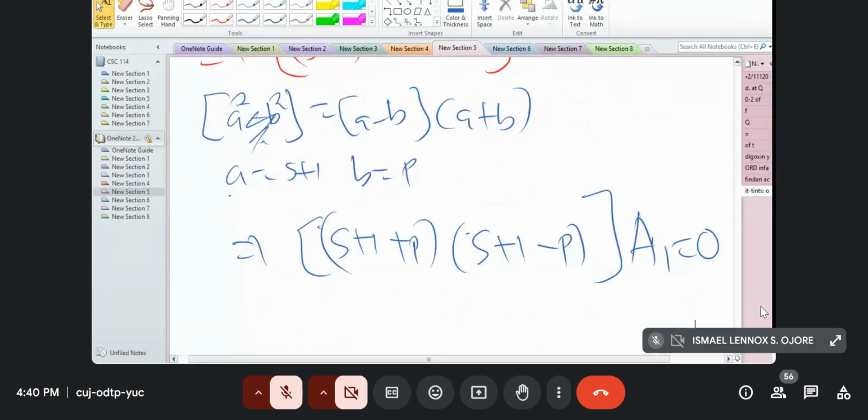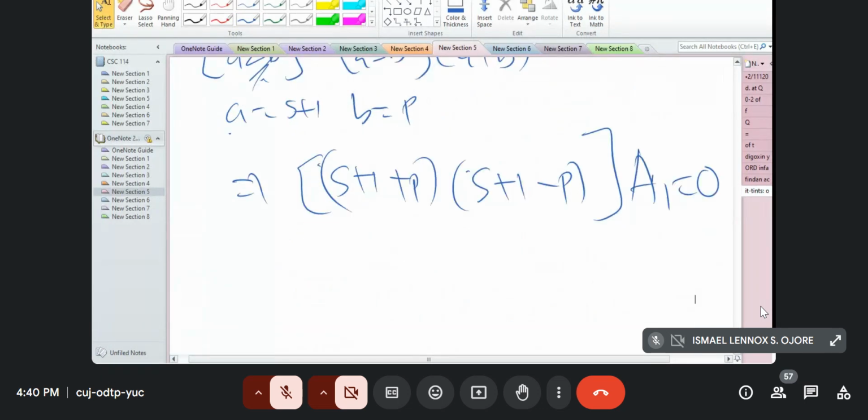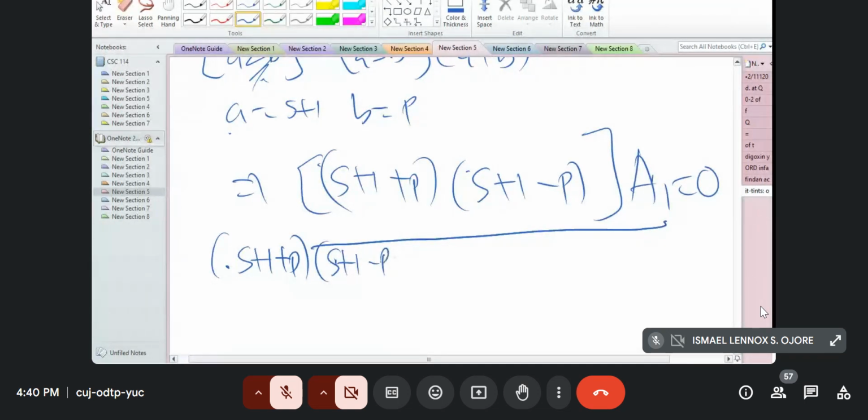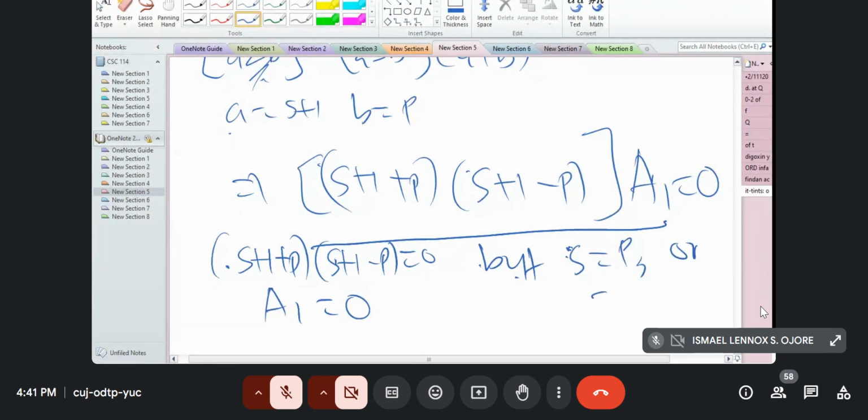So we want to solve for this. This product is equal to 0. For this to be true, we either need s plus 1 plus p, s plus 1 minus p equals 0, or a1 equals 0. But from the first part, when solving for the coefficients of x power s equals 0, we found that our s is either equal to p or s equals minus p.